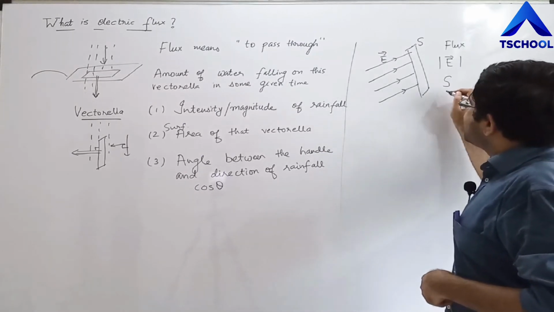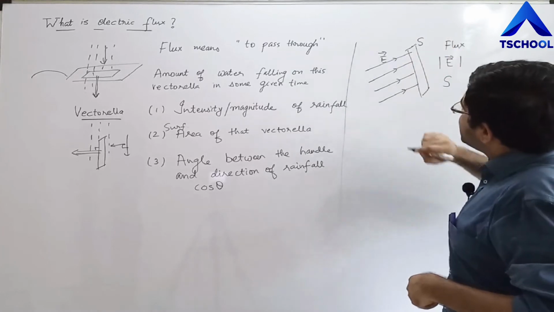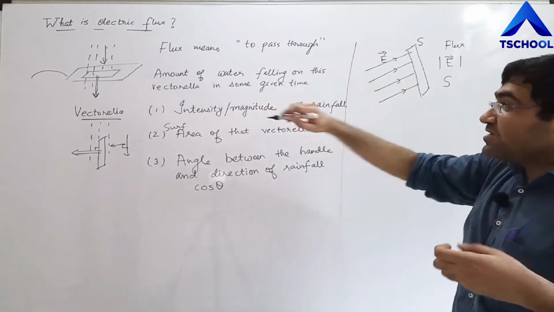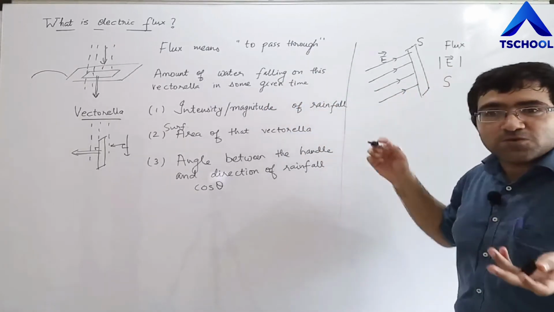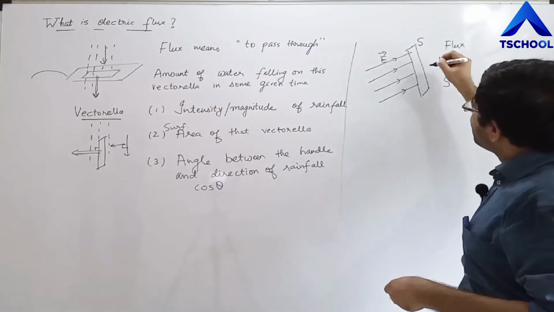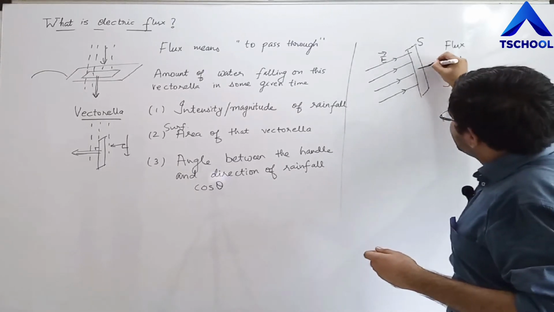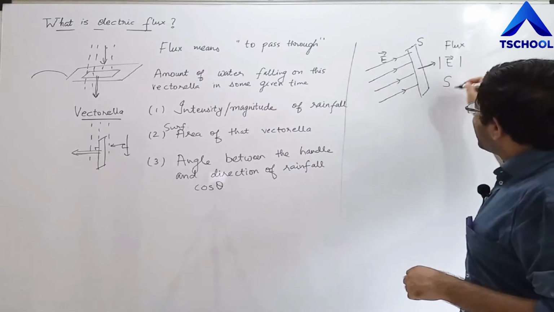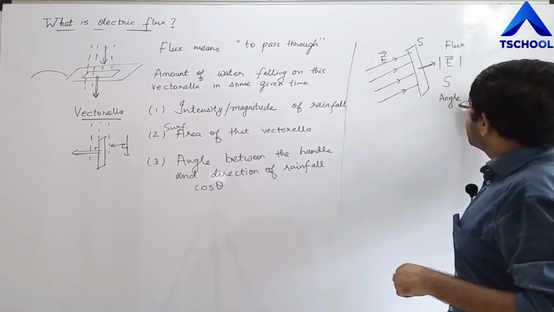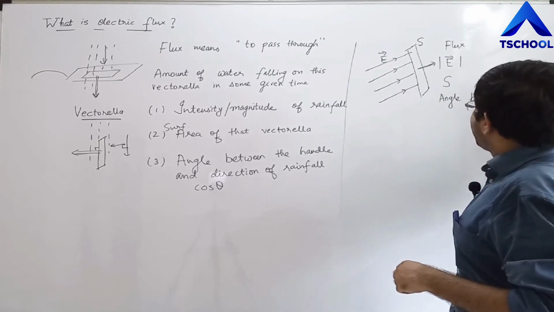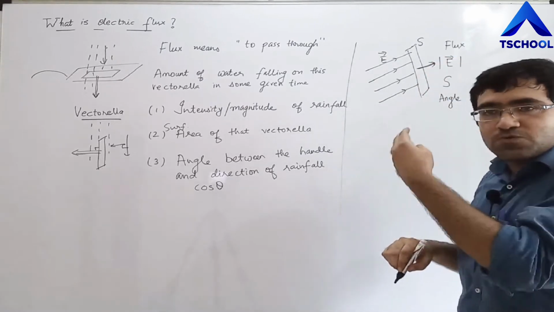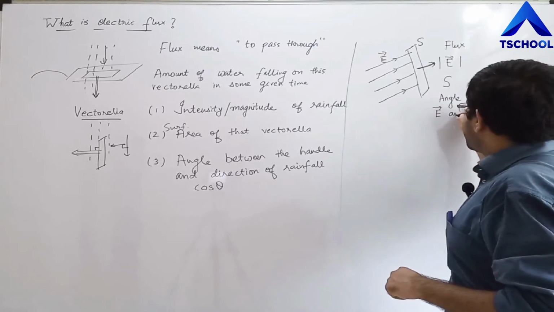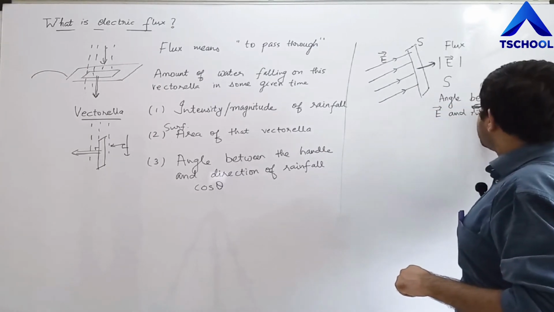And finally, the angle, right? The way I've drawn it, if you think of a vector, over there we had a handle. Over here we don't have a handle, right? Surfaces don't have a handle. So we have to think of a vector that goes out perpendicular from this surface, like this. So I can say the angle between the electric field vector and the normal direction.